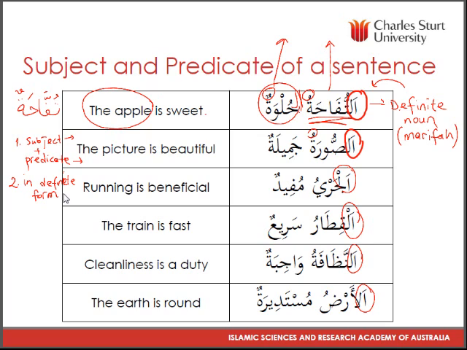Subject must be definite. Okay? The subject, mubtada in Arabic, must be definite. Third, the khabar, the predicate that you use, should be in indefinite form. Okay, this is khabar, predicate.